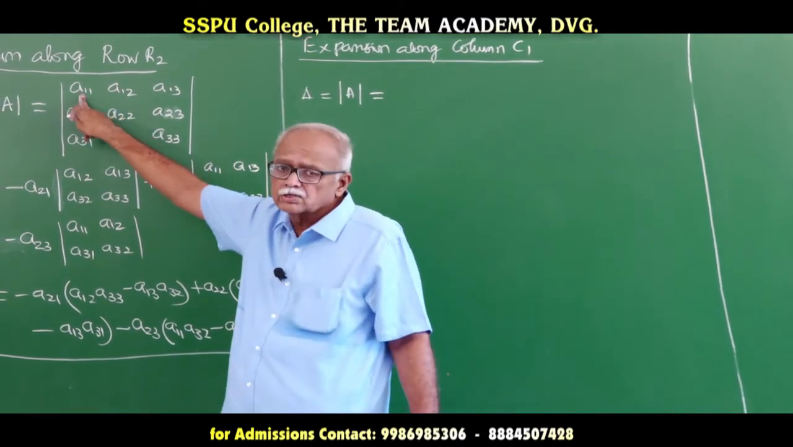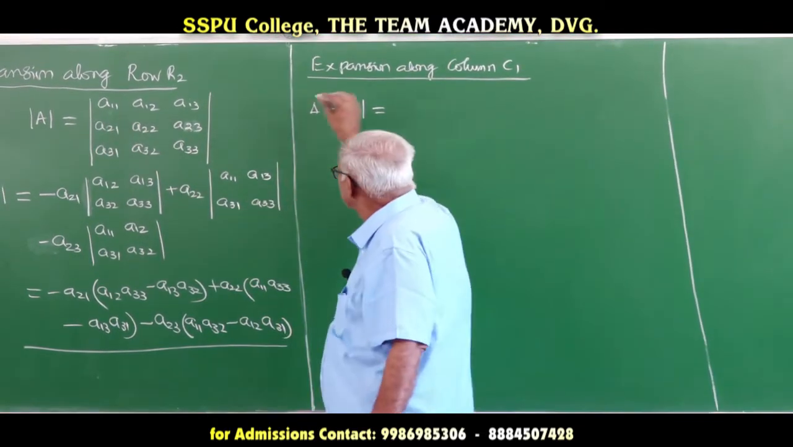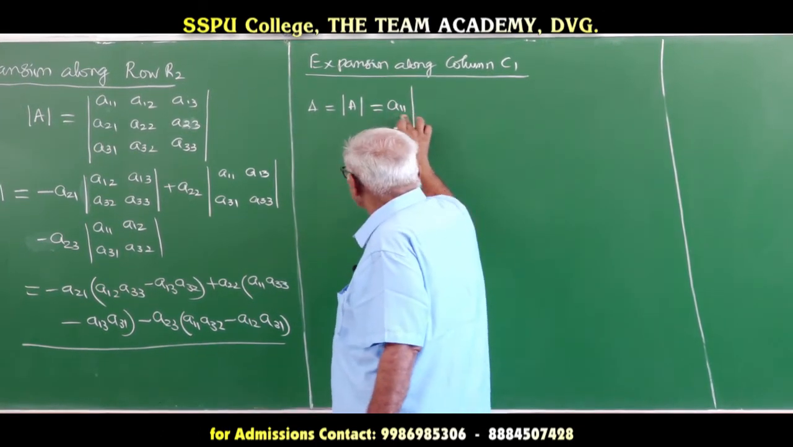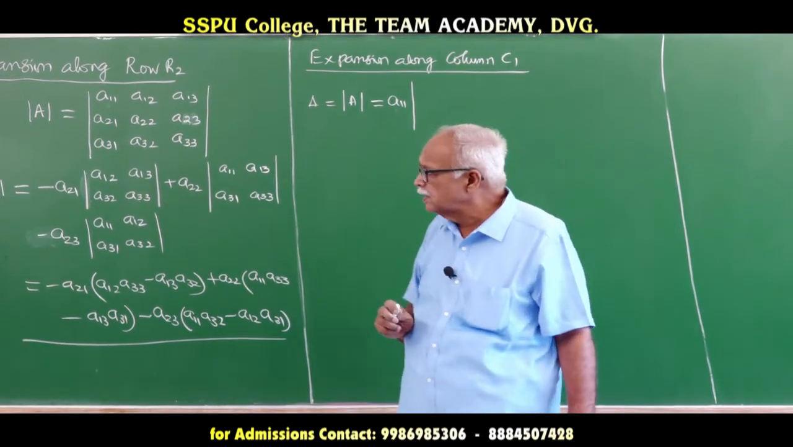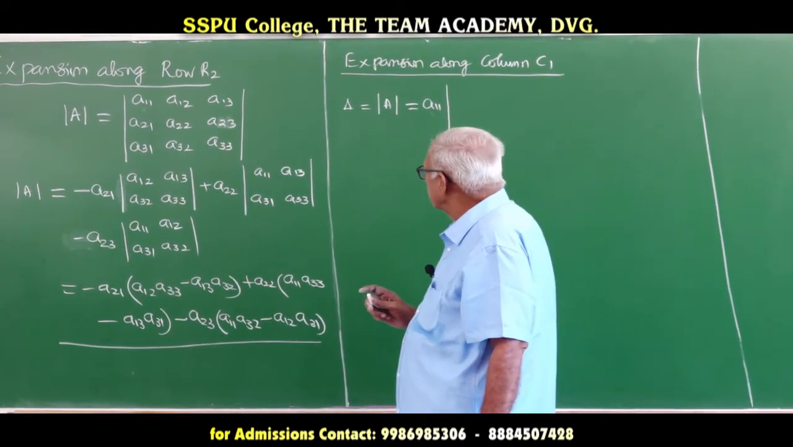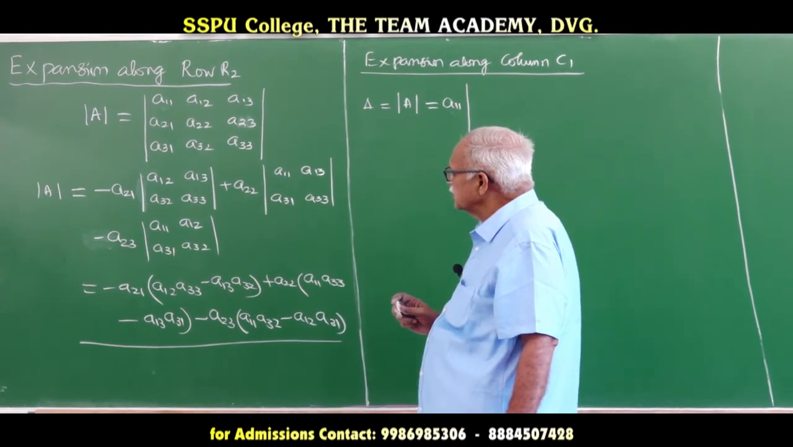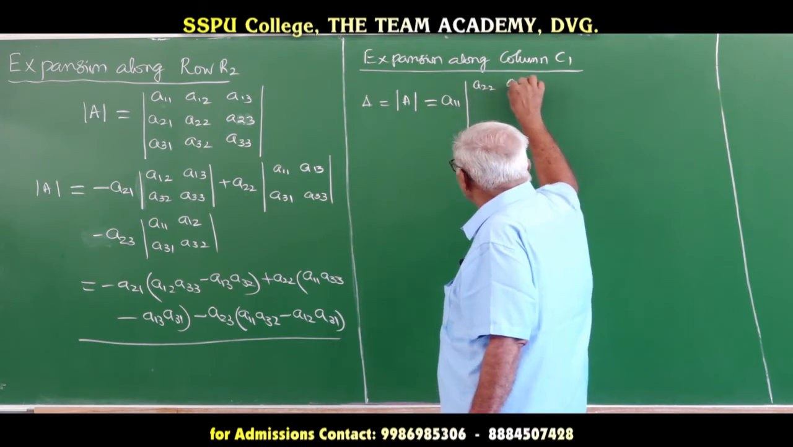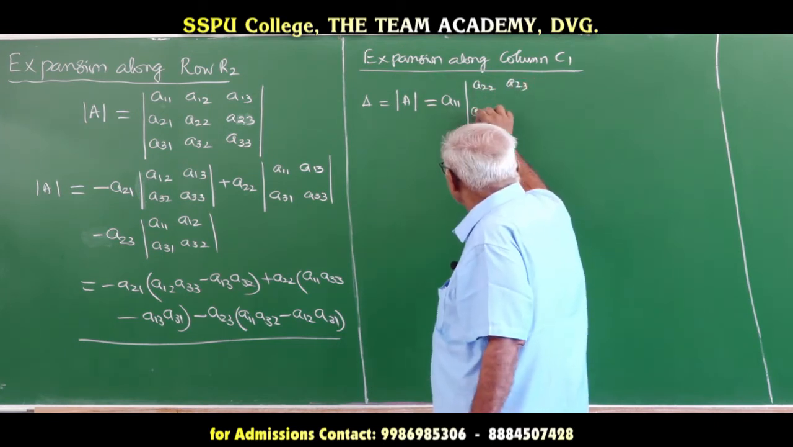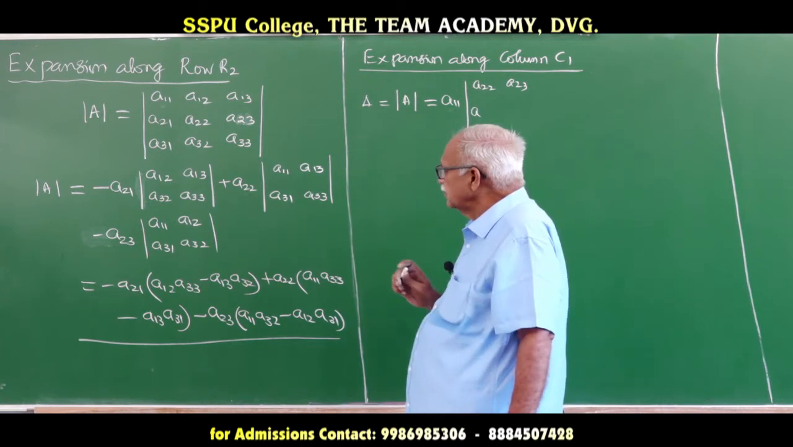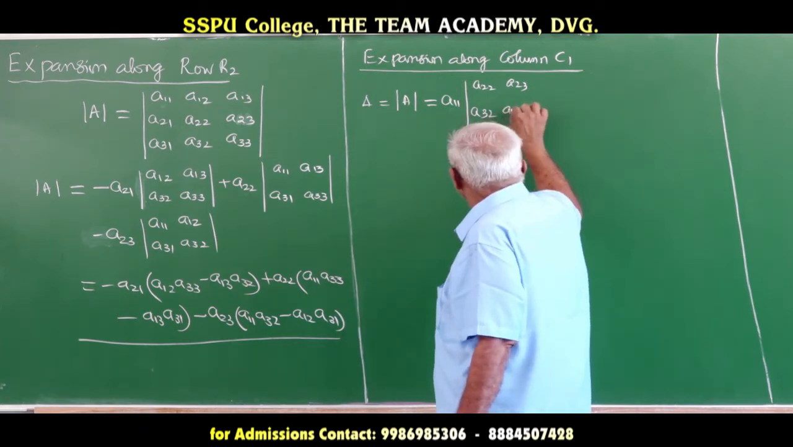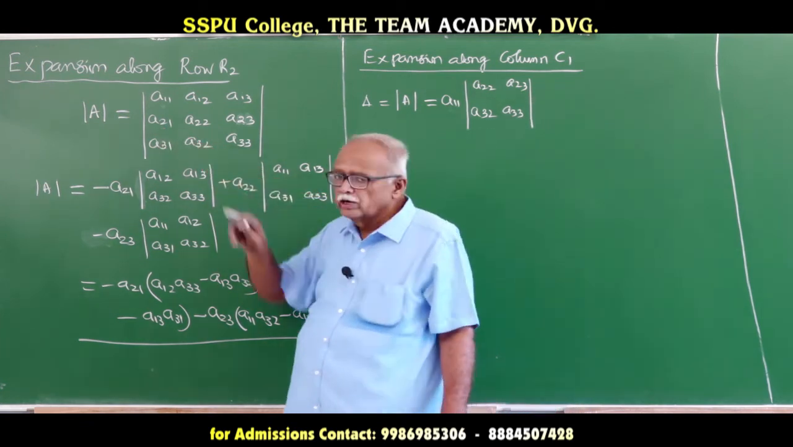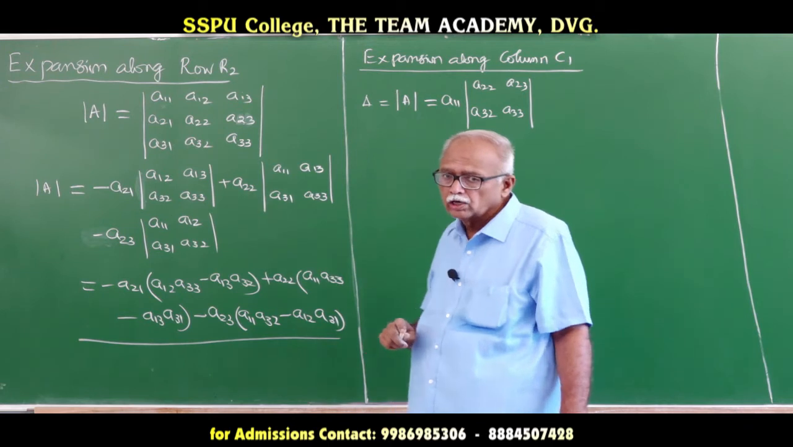First element in column C1 is A11, it is positive. Why is it positive? 1 plus 1 is an even number. So, it is positive A11. What are the eliminations here? First row and first column, so we get A22, A23, the second order determinant, write it: A32, A33.